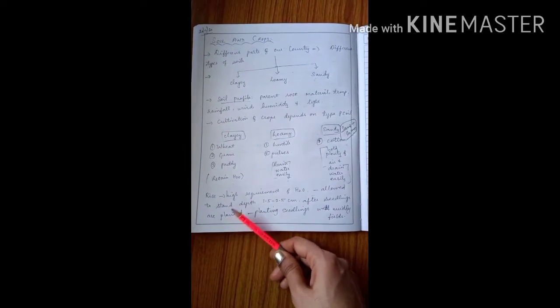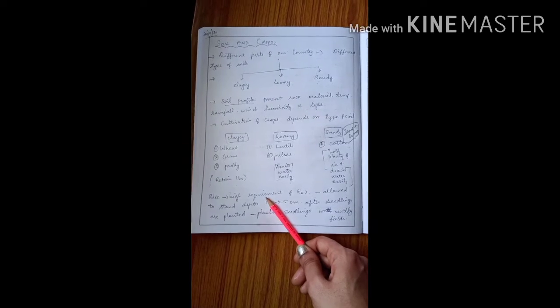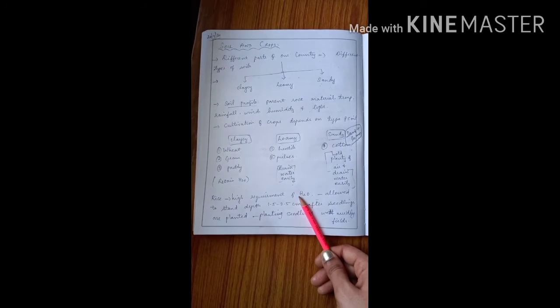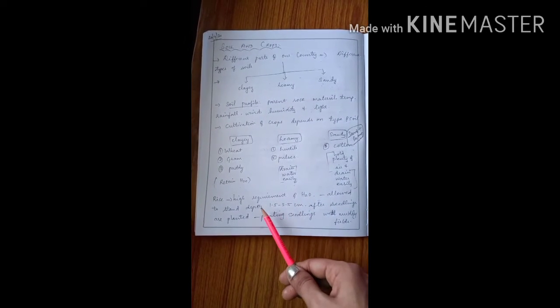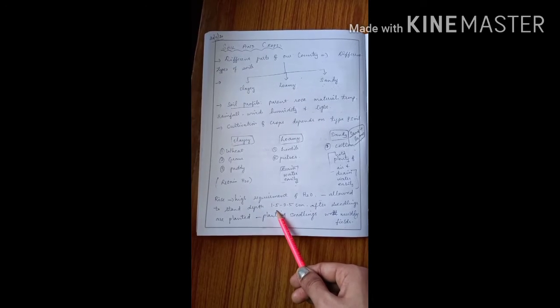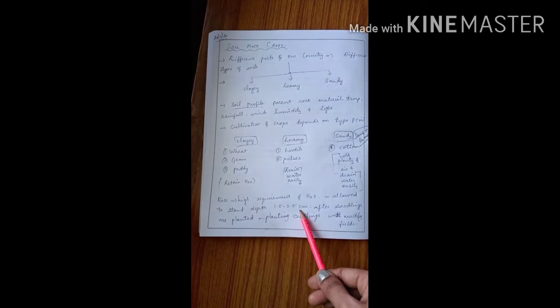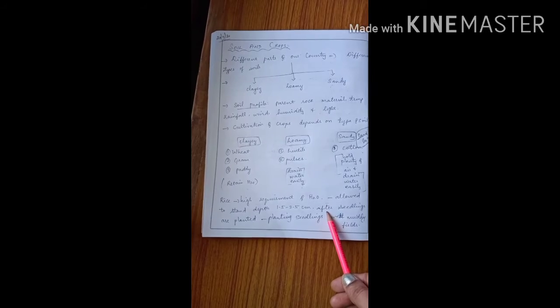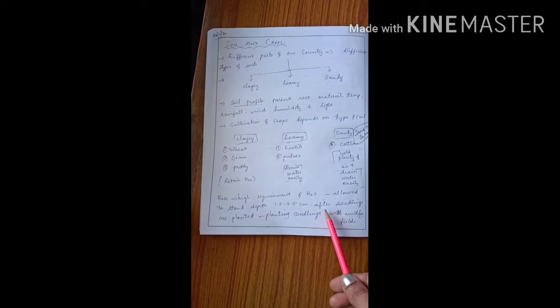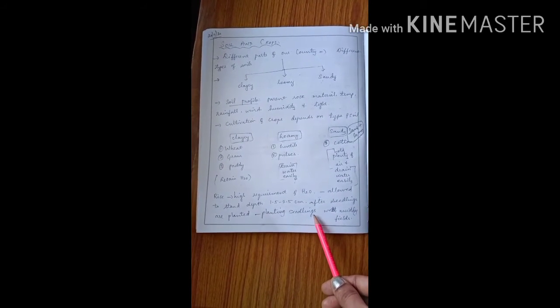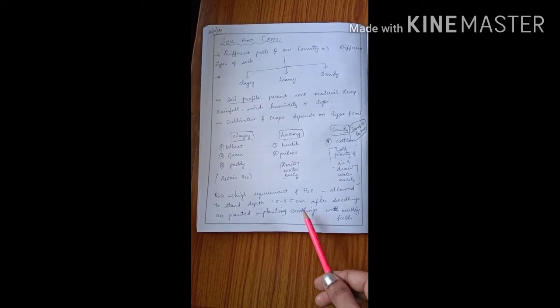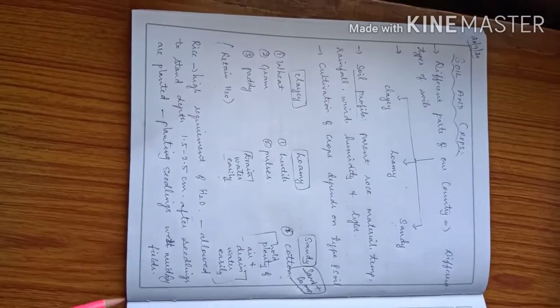For example, paddy crops require a high amount of water, and water is allowed to stand at a depth of 1.5 to 2.5 centimeters at the time of seedling, and after the planting of the seedling it also needs water. The field should be wet and muddy.